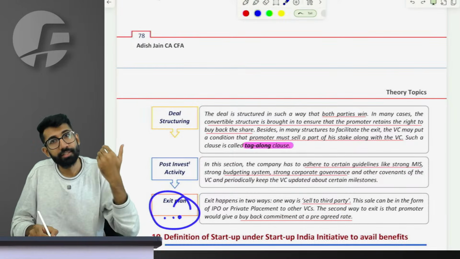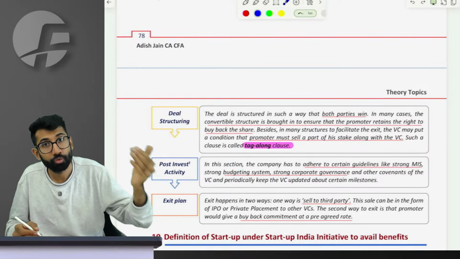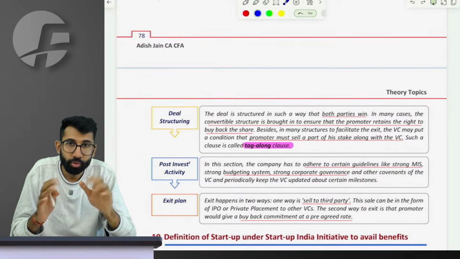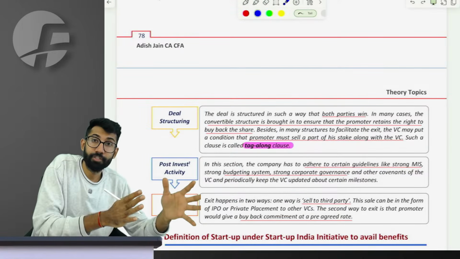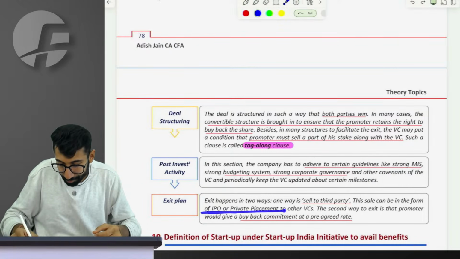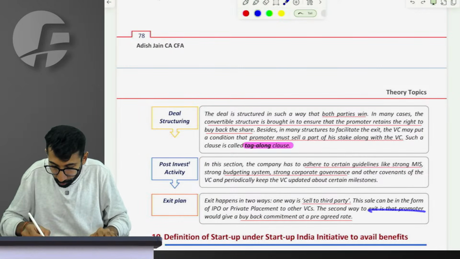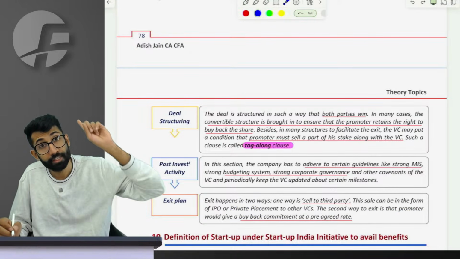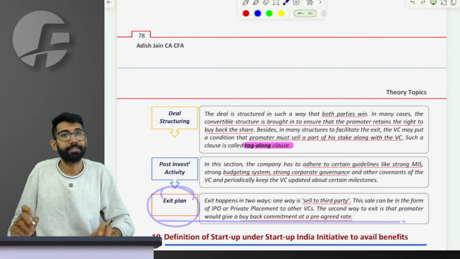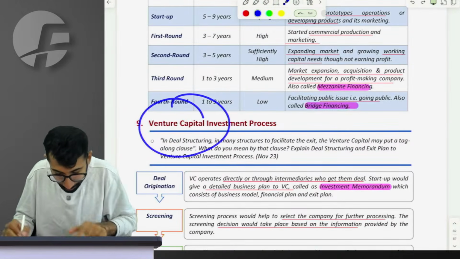Then is exit. Once the post investment activities happen, once the particular valuation has been achieved, whenever the company is ready to go public, the exit plan can be in the form of being sold to a third party. For example, a VC who has invested in Zomato might find another investor who is now ready to invest in Zomato. Their shares will be sold to another VC, or maybe it can be by way of IPO, where the exit can happen through the public. Another way is that the promoter would buy back at a committed pre-agreed price. The promoter at point zero might commit that after 5 years, I'll buy this investment from you at a price. That is how the exit plan is. Perfect. That is how the venture capitalist process is.